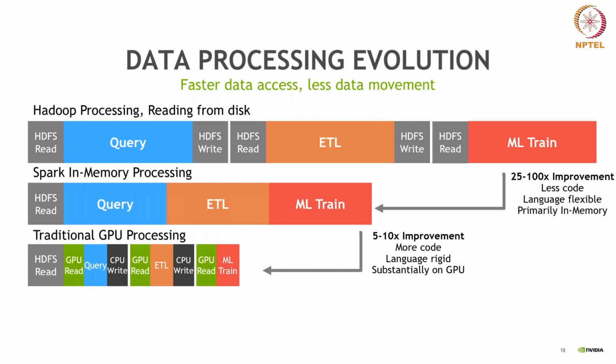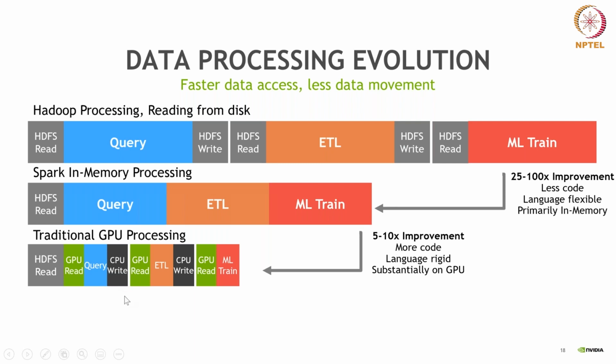Now, with the innovation of GPU processing, you could reduce the time for calculation of your query, extract, transform, load, and ML training. But there was still a problem, which was reading and writing to the CPU, reading to the GPU and writing to the CPU. Hence, the improvement, which could have been many folds more, was only 5 to 10x.